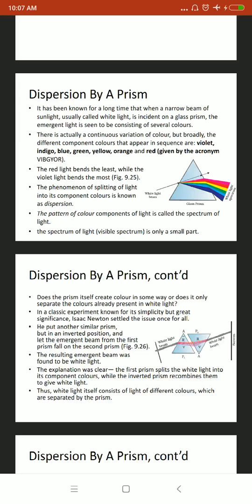This pattern of color components of light is called the spectrum of light. This spectrum is a very small part of the electromagnetic spectrum that we have seen in chapter 8, in which the wave variations are given for different ranges of frequencies. So the colors produced by dispersion are visible to our eye in the visible band, the visible spectrum.